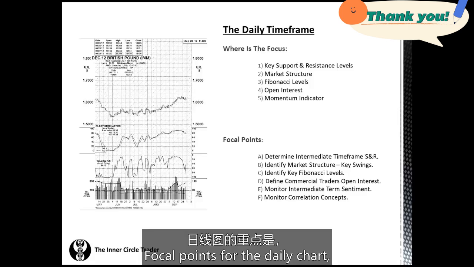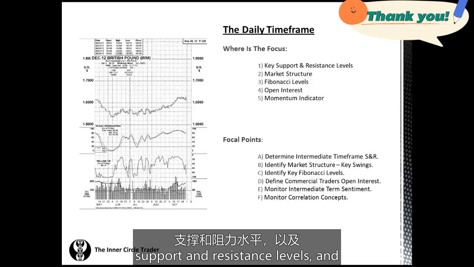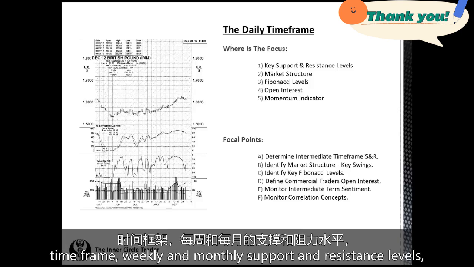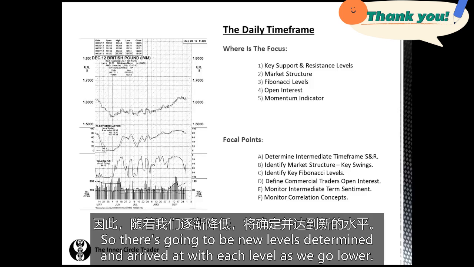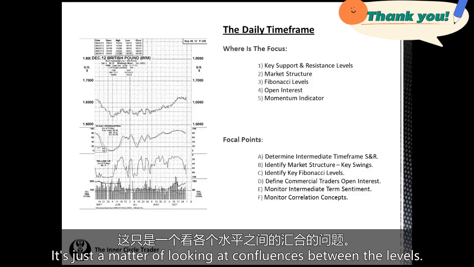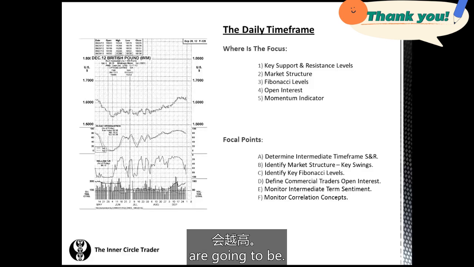The focal points for the daily chart, obviously you're going to be trying to determine the intermediate term time frame support and resistance levels, and looking at the higher time frame weekly and monthly support and resistance levels as well. So there's going to be new levels determined and arrived at with each level as we go lower. It's just a matter of looking for confluences between the levels, and the greater the confluence, the higher the degree the support and resistance level is going to be.